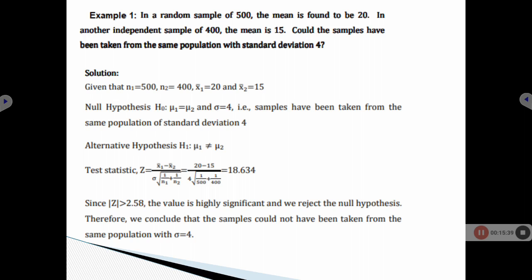After that we have to compare this with our standard value. Here no level of significance is given, so we can choose our own level of significance, either 1%, 5% or 10%. Most probably we choose only 1% or 5%. In this sum we have considered the 1% level of significance. Our standard value for 1% level of significance is 2.58. The calculated value 18.634 is greater than 2.58, so we reject our null hypothesis.